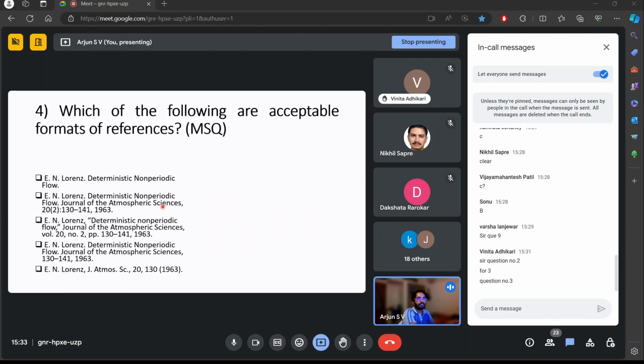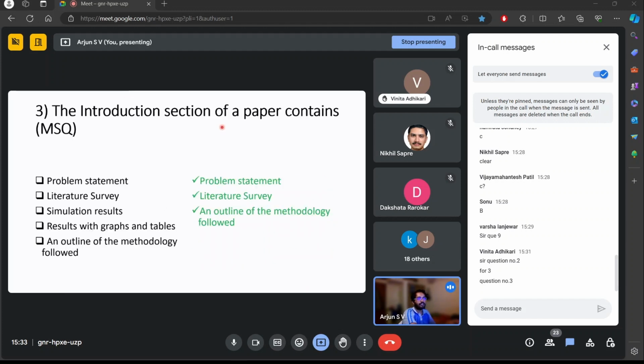And for Vinita, the introduction section deals with the problem statement, literature survey, and outline of the methodology followed. Options A, B, and E.